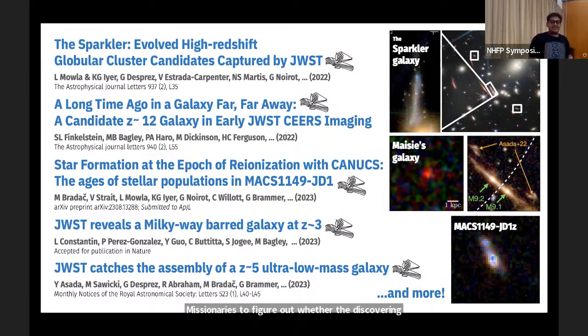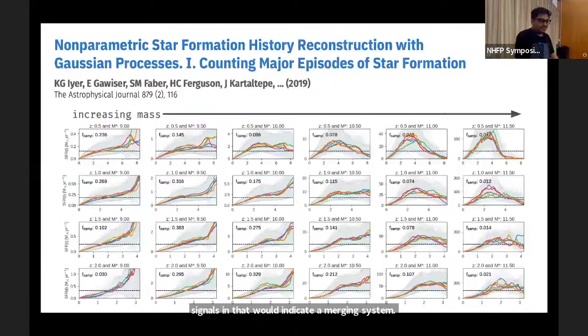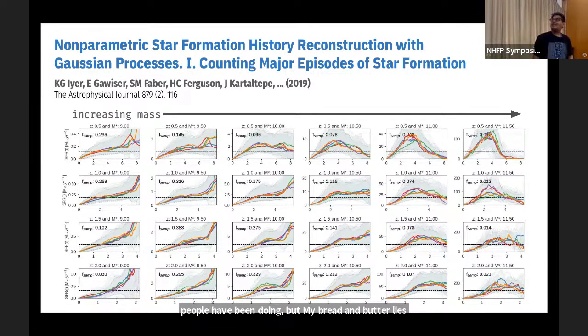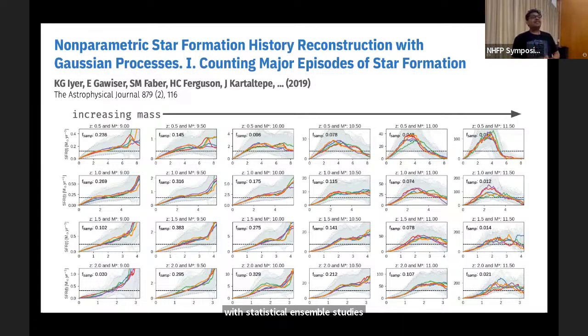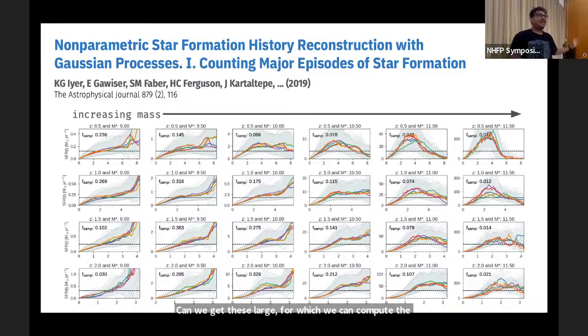So there's all of these really nice applications that people have been doing, but my bread and butter lies with statistical ensemble level studies. So the thing I've been looking at is essentially saying, can we get these large fields for which we can compute the star formation histories of hundreds of thousands of galaxies, layer them and figure out emergent trends in how they evolve, whether things split into different populations, and whether these things correlate in some way with other observables that we see.